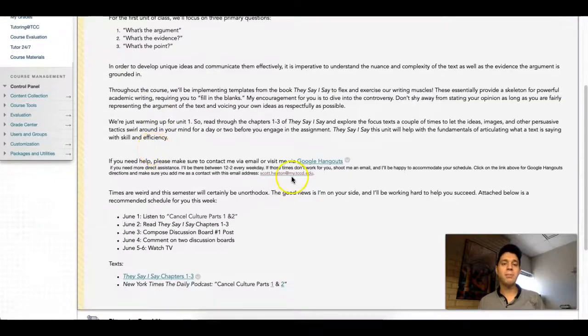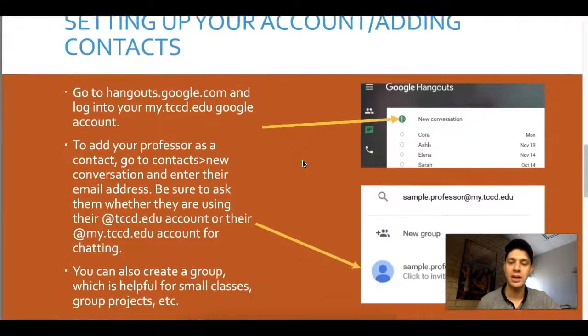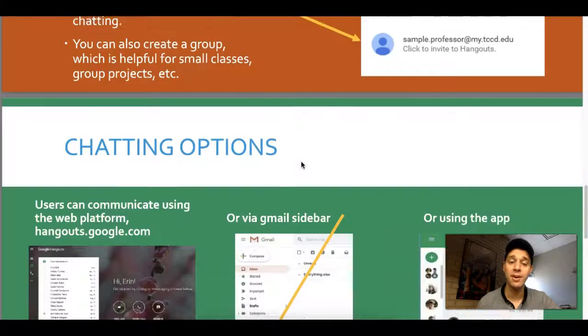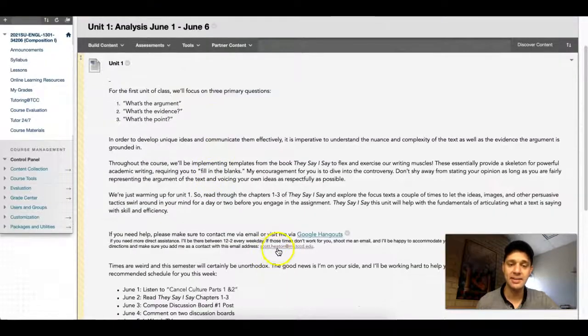So if you need help, you can email me if you would like. You can also drop in on Google Hangouts between 12 and 2 every weekday. If you can't make it during those times, let me know and I'll try to find a different time for you. If you click on Google Hangouts, it'll give you step-by-step instructions for how to make sure that you are using Google Hangouts efficiently and correctly. You can just put it on your phone and you just have to add me as one of your contacts using this email address right there. And then you should be able to text with me or do an audio chat with me or a video chat. Okay? Wow, that was a lot of talking on my part.